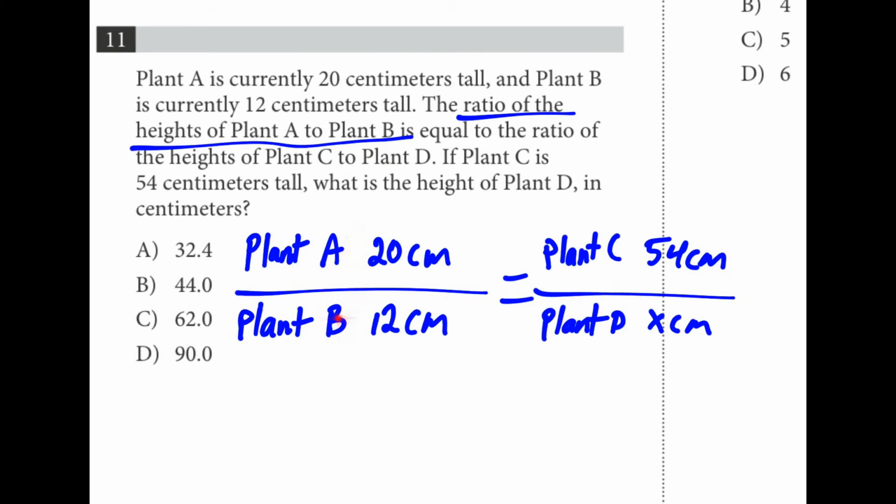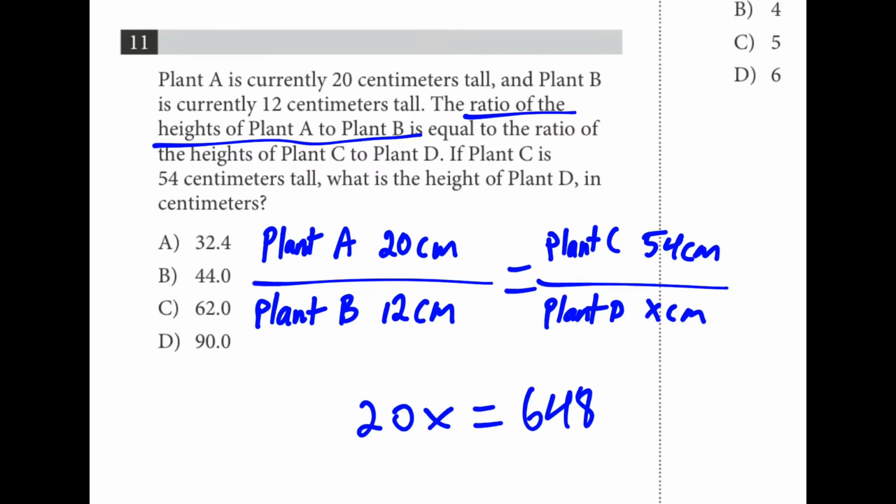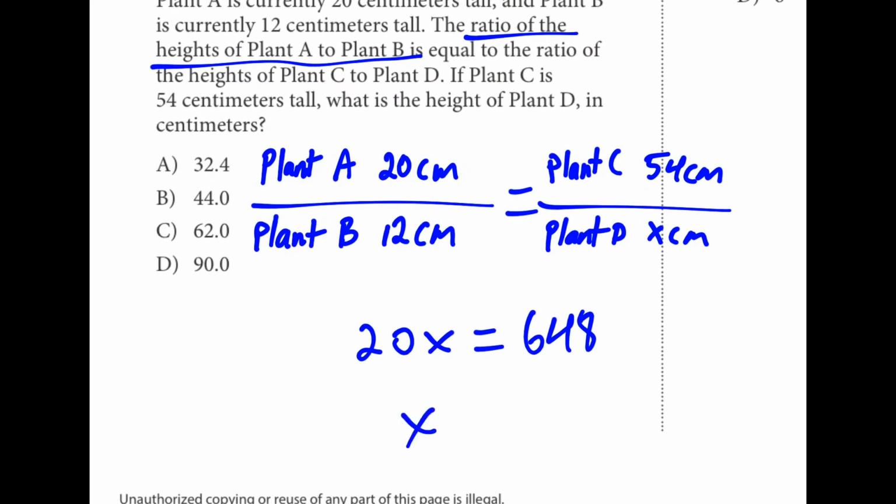So the next one, number 11, it's a proportion problem. The ratio from A to B is equal to C to D. So we are given 3 of the heights. We cross multiply and solve. So 20 times x and 54 times 12. And when you divide both sides by 20, you get 32.4. A.